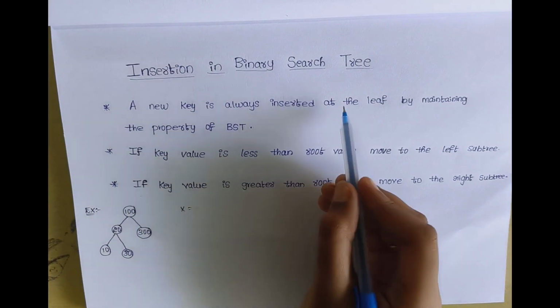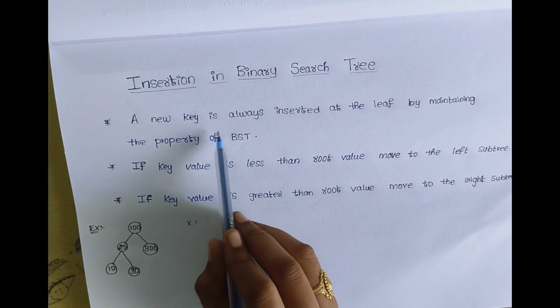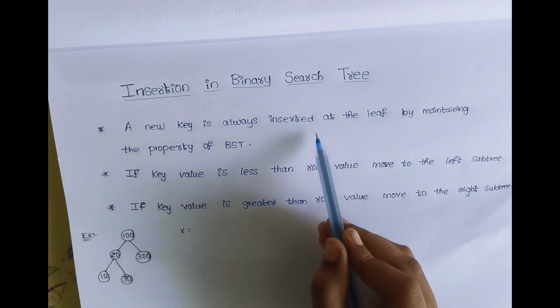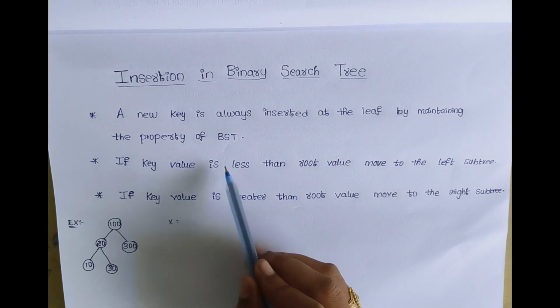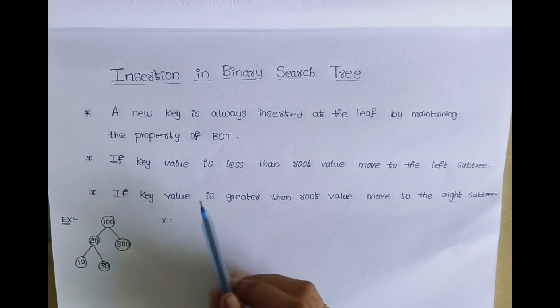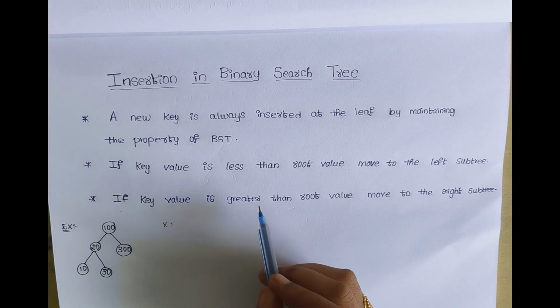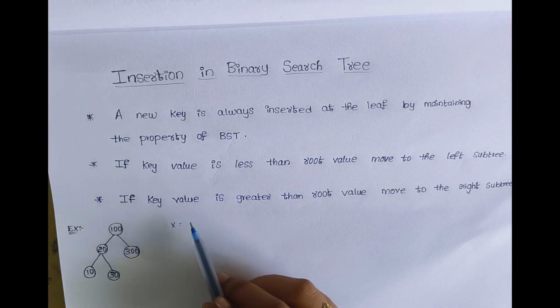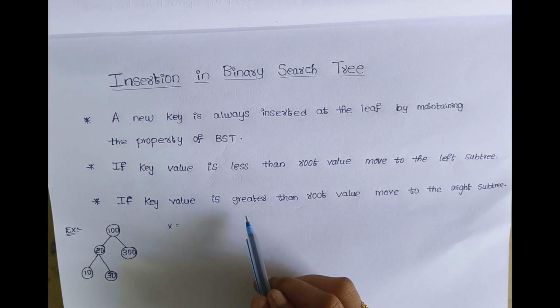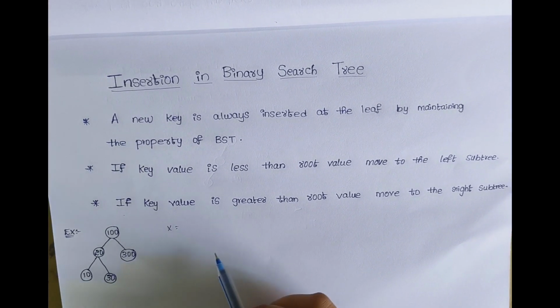Insertion in binary search tree. A new key is always inserted at the leaf by maintaining the property of binary search tree. If key value is less than root value, move to the left subtree. Otherwise, if key value is greater than root value, move to the right subtree.